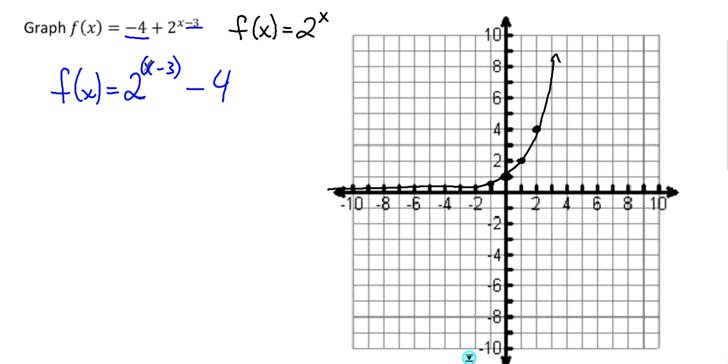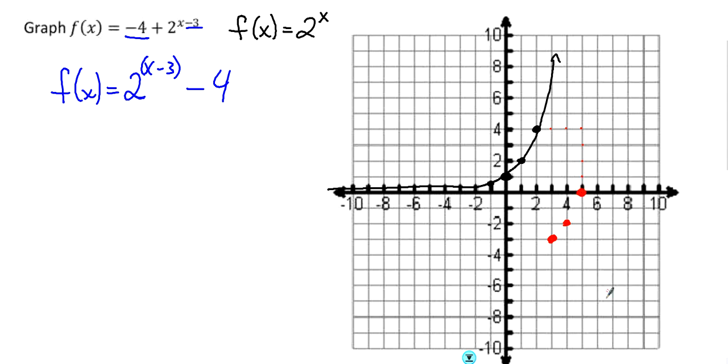They are both shifts. The negative 3 inside the parentheses is my horizontal shift to the right 3, and this negative 4 outside is my vertical shift down 4. So all we're going to do is take these 3 points that we've created from our parent and move them 1, 2, 3 to the right, down 1, 2, 3, 4.